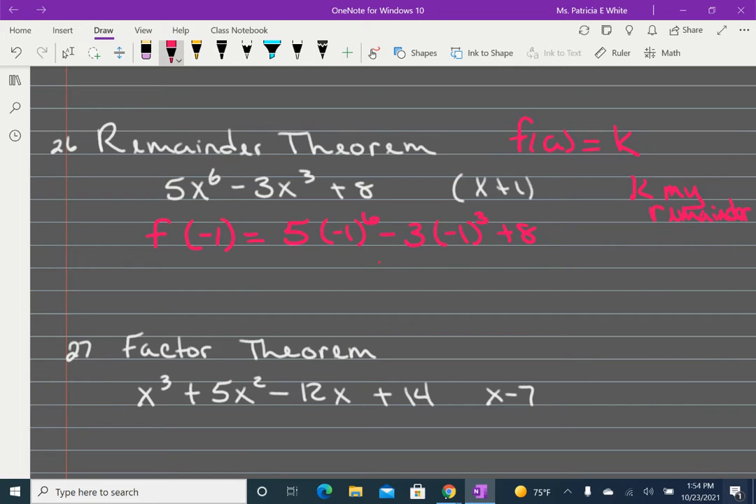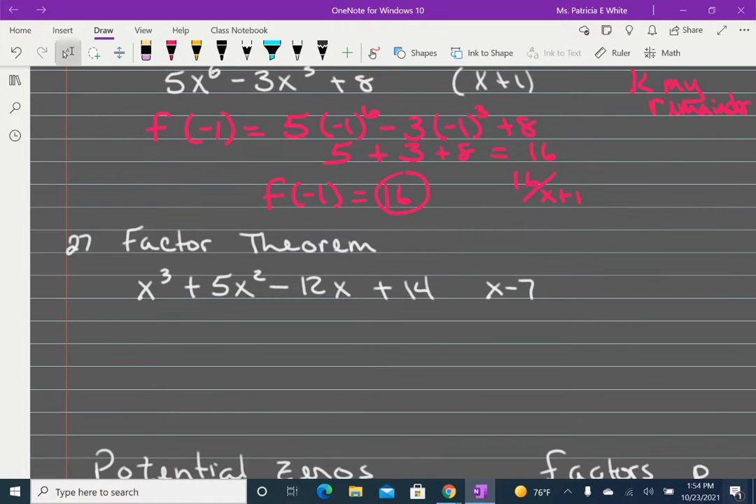So negative 1 to the 6, 6 is even, so that's going to become a positive, so that's 5. Negative 1 to the 3rd, that's odd, so that's going to be negative. So a negative times a negative is going to make that a positive 3. Plus the 8, it's going to equal 16. So f of negative 1 is equal to 16, so my remainder is 16. If I were to factor that, I would have 16 for a remainder.